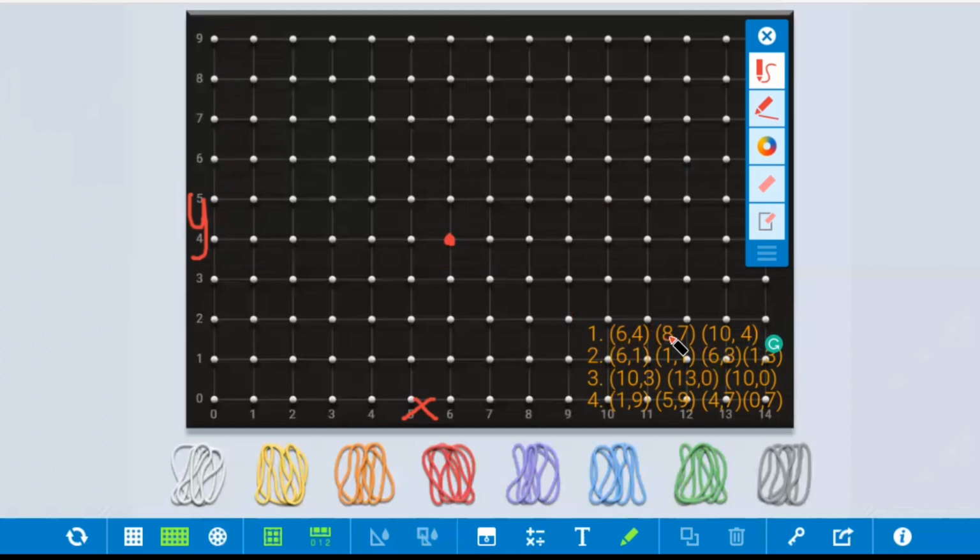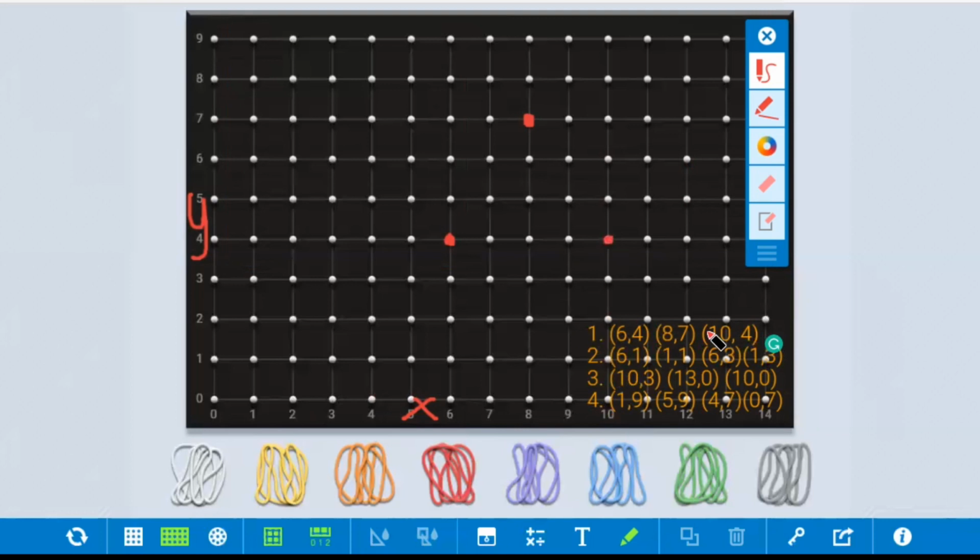So next, it has 8, 7. So again, we're focusing on X first. We're going to go over to 8, and then we're going to hop up 7. 1, 2, 3, 4, 5, 6, 7. So let's go ahead and plot that point. All right, our next point, it says 10, 4. So over 10 and up 1, 2, 3, 4. We're going to plot that point.